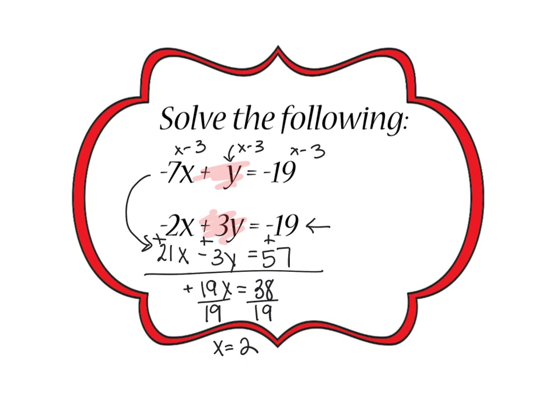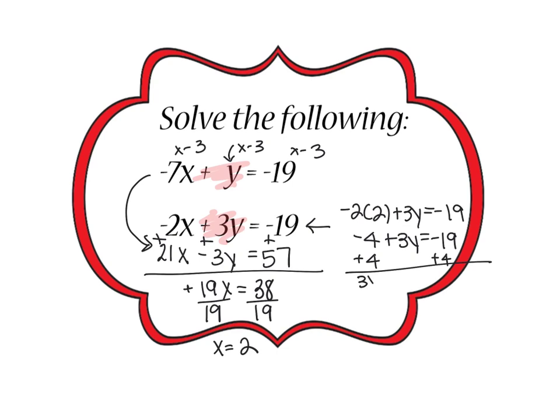When I plug that back in, negative 2 times 2 plus 3y equals negative 19. So that's negative 4 plus 3y equals negative 19. I add 4 to both sides. I get 3y equals negative 15. And when I divide, y is negative 5.